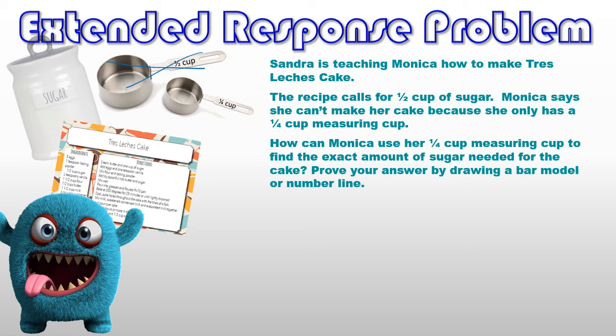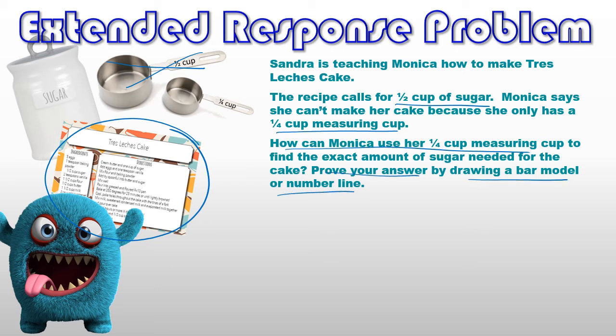Okay. Now I'm going to go ahead and read it again, and I want you to pay attention to the quantities. Sandra is teaching Monica how to make a tres leches cake. The recipe calls for a half cup of sugar. Monica says she can't make her cake because she only has a quarter cup measuring cup. How can Monica use her quarter cup measuring cup to find the exact amount of sugar needed for the cake? Prove your answer by drawing a bar model or a number line.